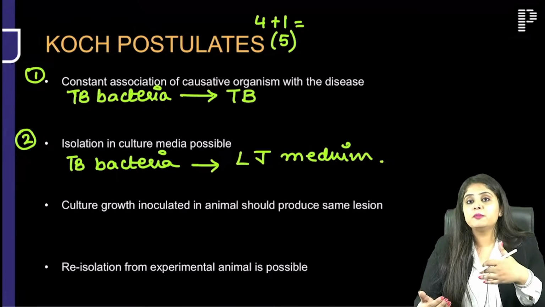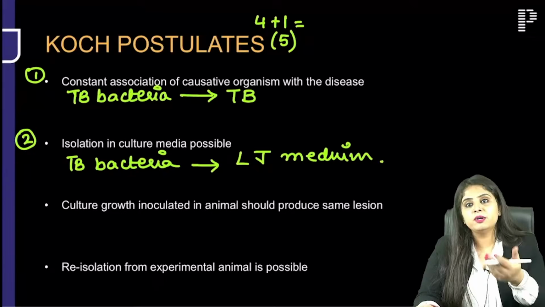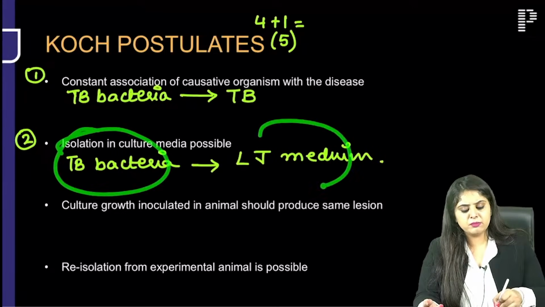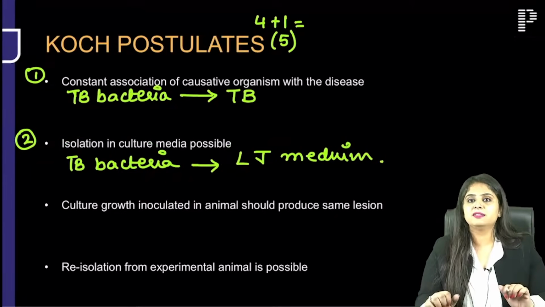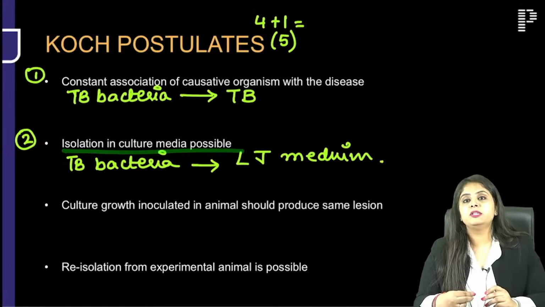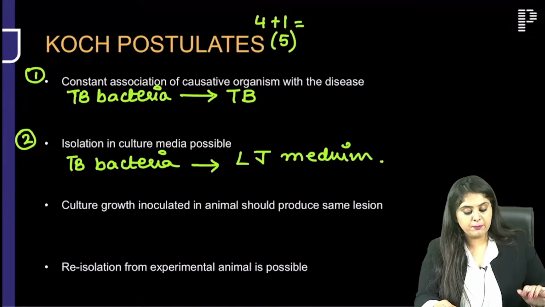Okay, this is very difficult, but I am not able to gather it. But that is how it was. They asked you a simple question. What is the culture media for TB? Answer was LJ media. Khatam. So isolation should be possible in a culture media. That is Koch postulate number 2.